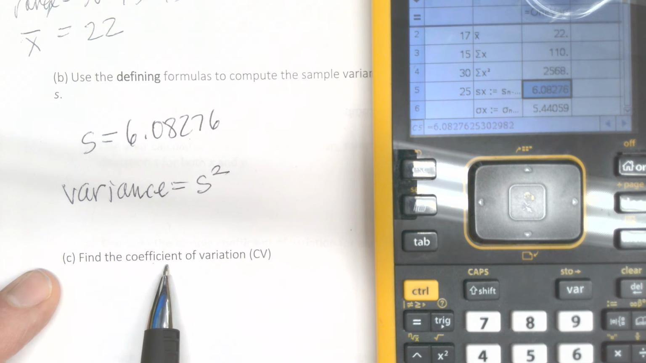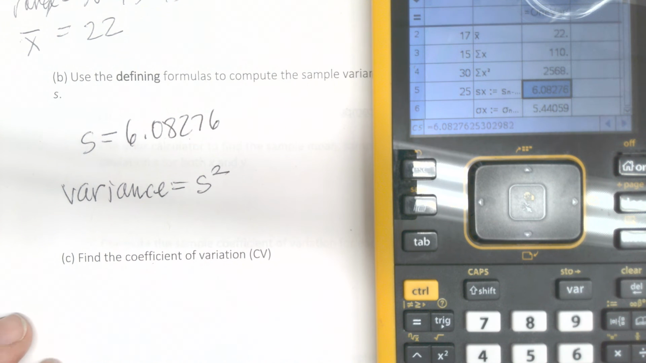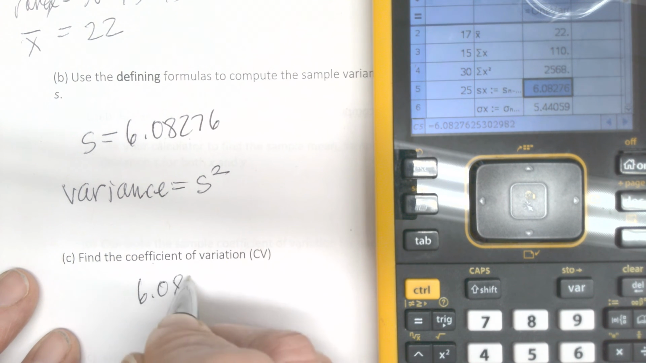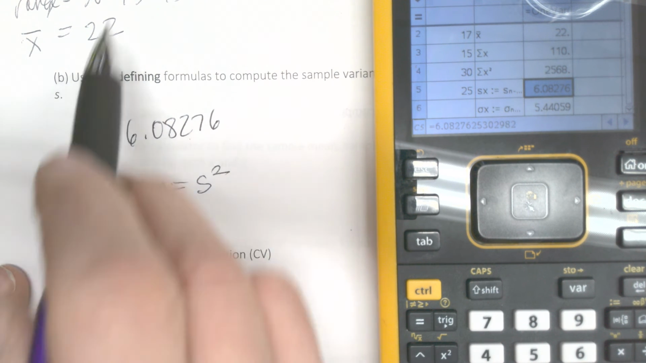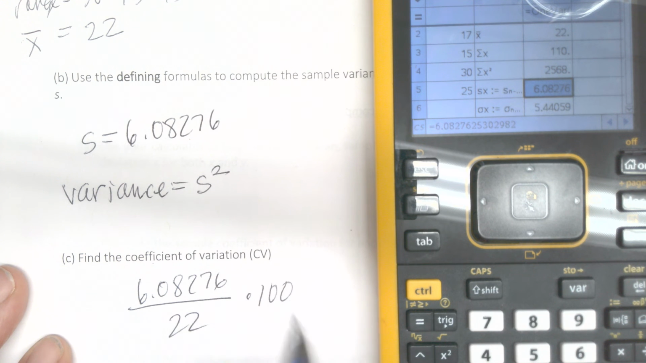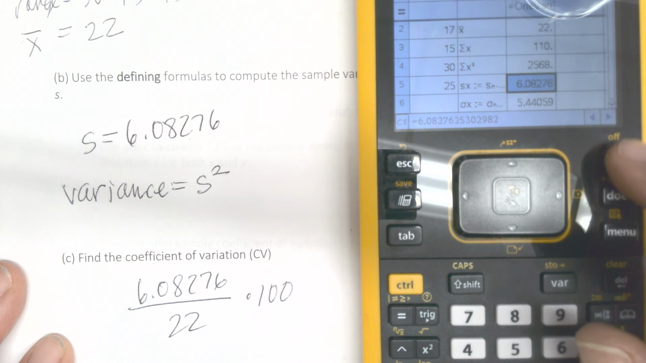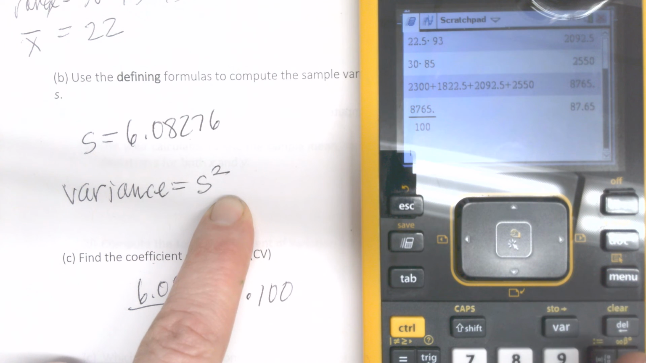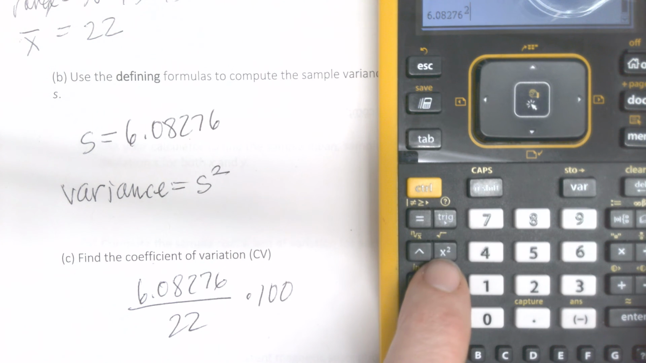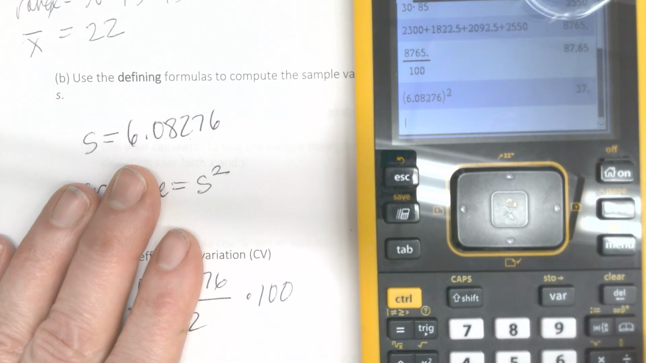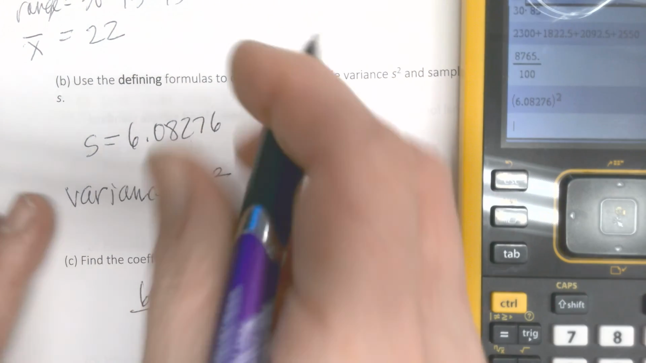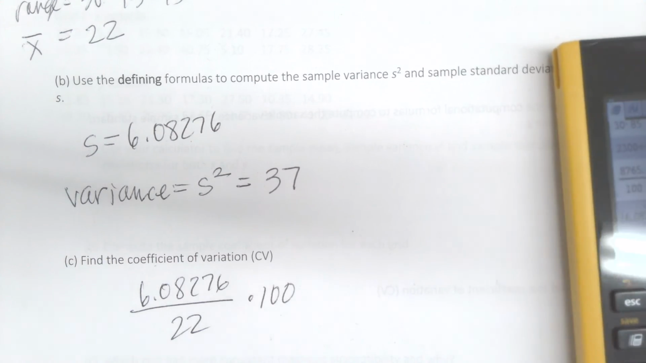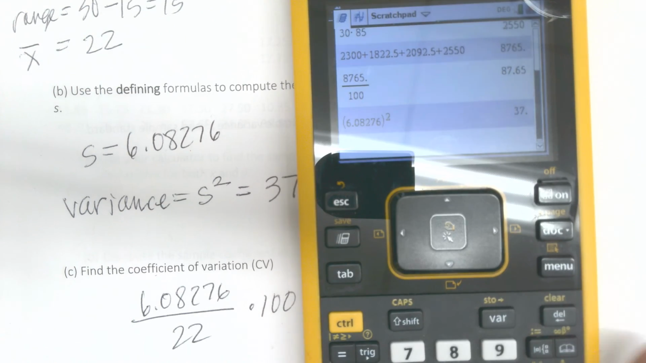But before I do that, I want to make sure I have everything I need. I need to find the coefficient of variation, and that was the standard deviation, 6.08276, or rounded off, again, divided by x bar, which was 22, times 100. And so now I can go into the other mode. I'm going to hit on and calculate to get my variance, which is S squared. So I'll select A to calculate, and I will do 6.08276 squared. There's a little squared key on here next to the 4. Hit enter, and it will spit out my variance as 37. Okay, so I can get all of those pieces of information from my calculator just by entering that.